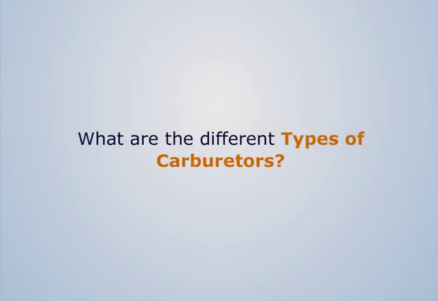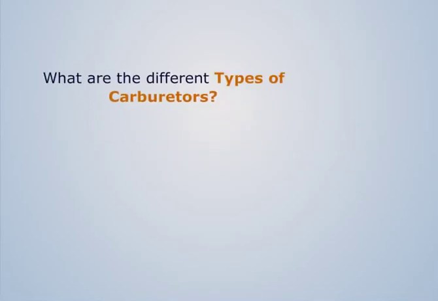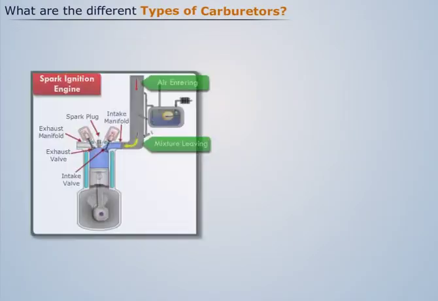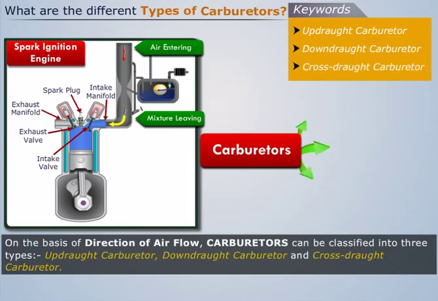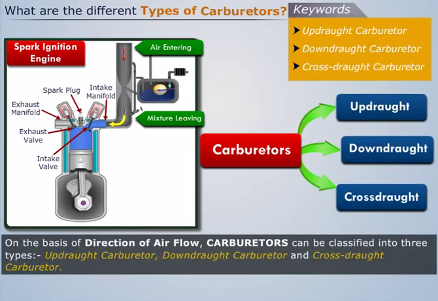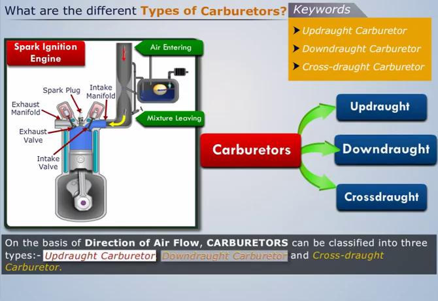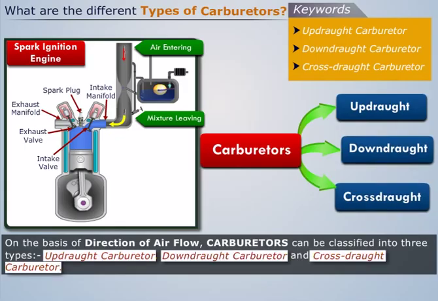What are the different types of carburetors? Let's consider a spark ignition engine with a carburetor assembly attached to it. On the basis of direction of airflow, carburetors can be classified into three types: Updraught Carburetor, Downdraught Carburetor, and Cross-draught Carburetor.